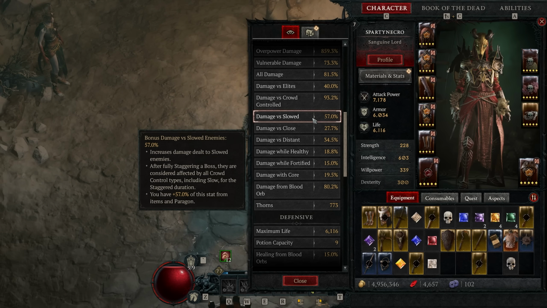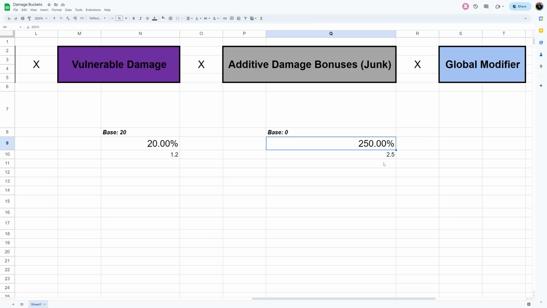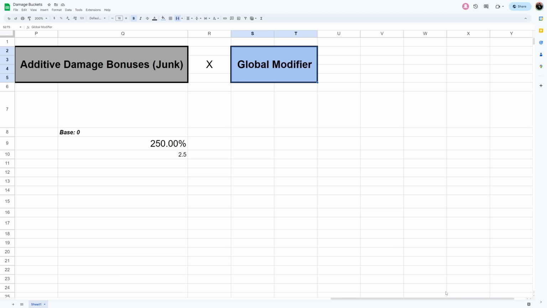But it's just my really long-winded way of telling you, keep in mind that you're not always going to get a 250% bonus because all of your additive stuff came together. It had to all come together in exactly the right way to give you the full value of everything in that column. Lastly, we have the global modifier.